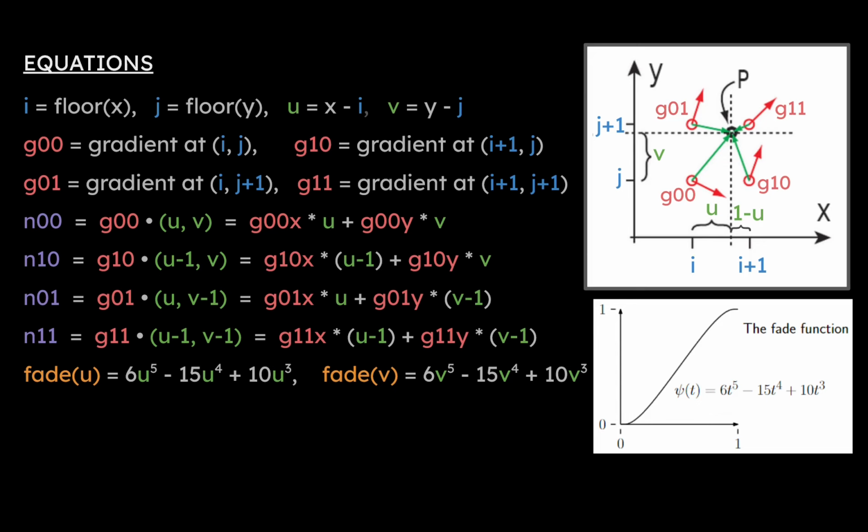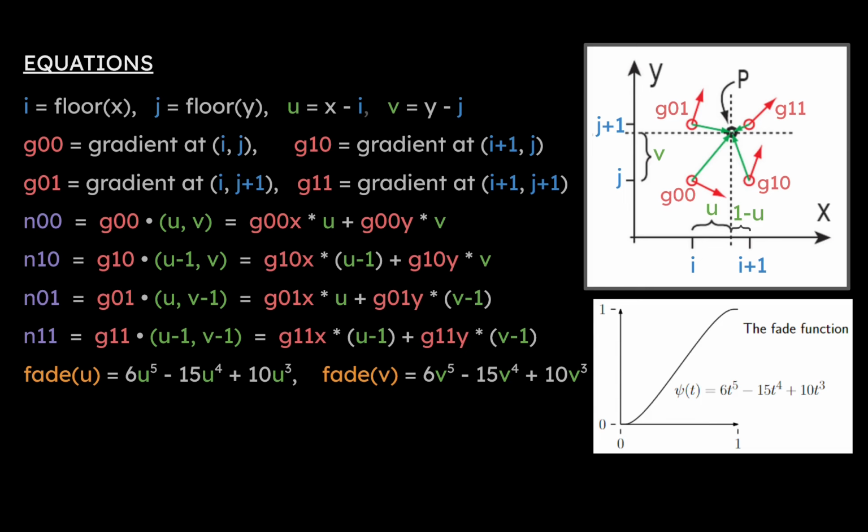We can tell how far to the right or left it is by the value of u. The higher the value of u, the farther to the right our point is. When u is bigger, the fade of u is also bigger. So we want to multiply the dot products of our gradients on the right by the fade of u, so that when the point is farther to the right, those gradients have more of an effect. The gradients on the left will multiply by 1 minus the fade of u, so that when u is lower and the point is farther to the left, those gradients will have a higher impact.